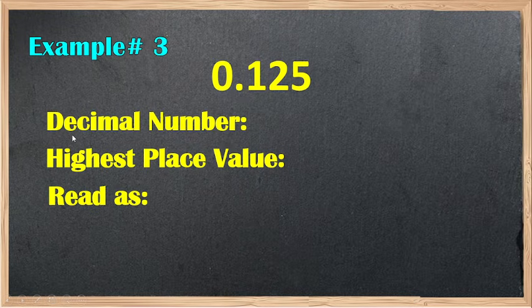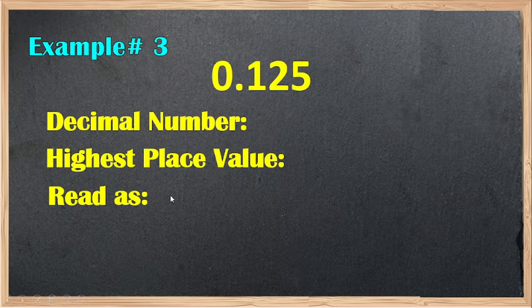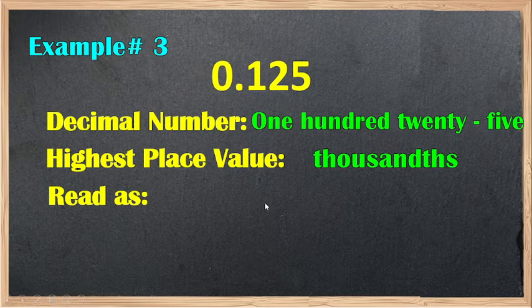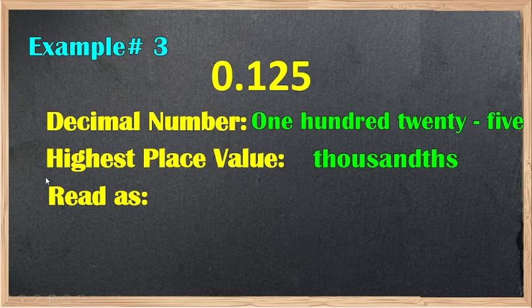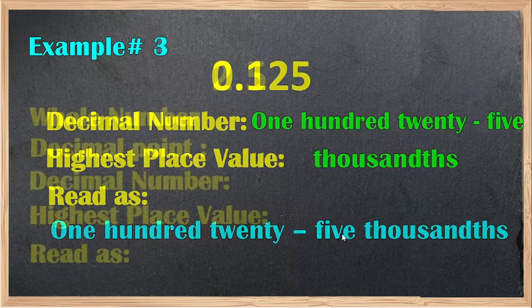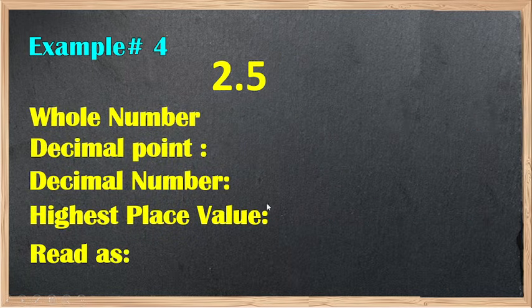For example number 3, we have 0.125. Now, take note of the decimal number. We have 125. Then, what would be the highest place value? We have thousandths. Combine the two, the decimal number and the highest place value: 125 thousandths. Simple as that.